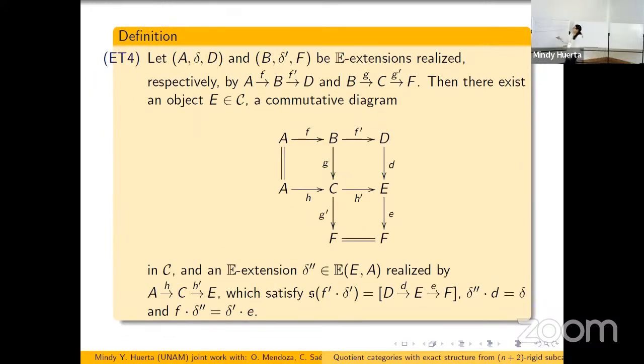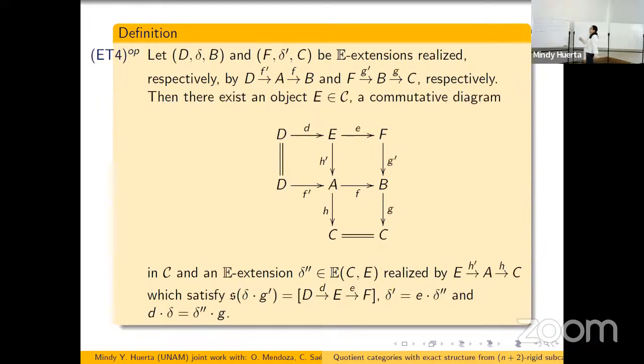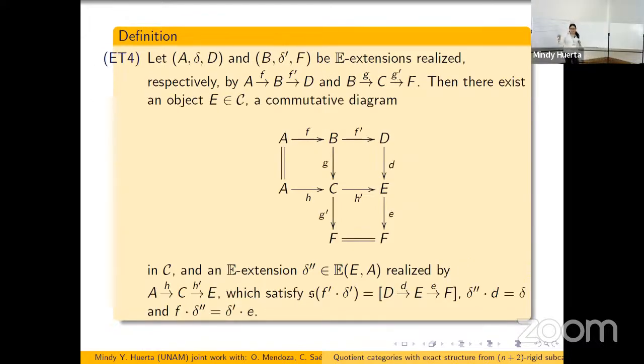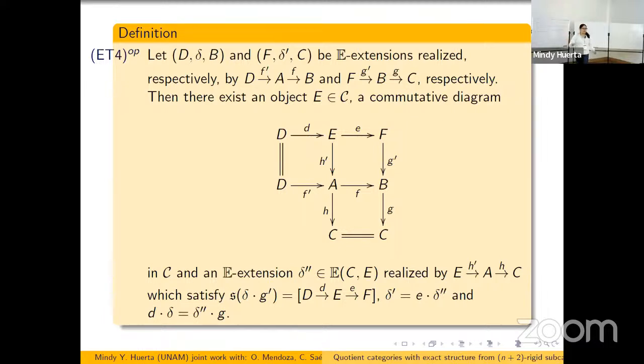For example, here, it's similar to something that you heard yesterday. We have the analog of the octahedral axiom for triangulated categories, but in this case, it's called ET4. And we also need the dual statement. In an abelian category, the octahedral axiom, or in the case of triangulated categories ET4, can be thought of as the pushout diagram. The following is the equivalent of the pullback diagram in abelian categories.